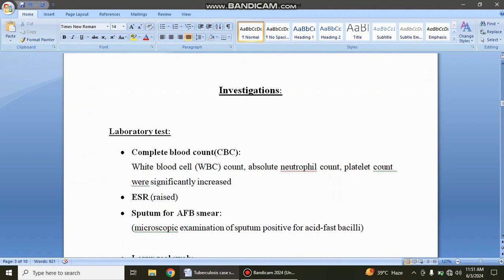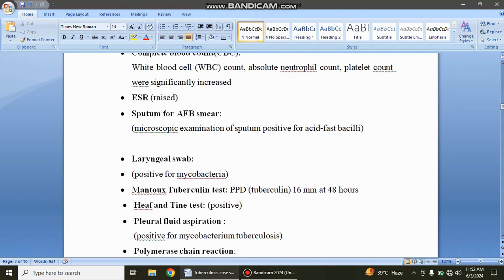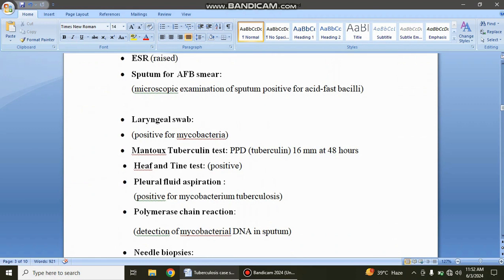Investigations, laboratory testing. These include CBC, that is complete blood count, and the white blood cell count, absolute neutrophil count, and platelet count were significantly increased. ESR raised. What is ESR? It is erythrocyte sedimentation rate, and it is usually increased in any infection. Sputum for AFB smear: microscopic examination of sputum was positive for acid-fast bacilli. Laryngeal swab, positive for mycobacteria.